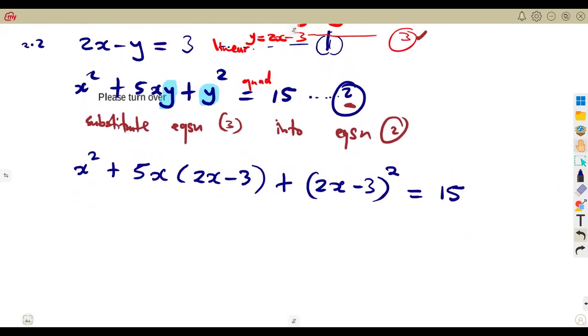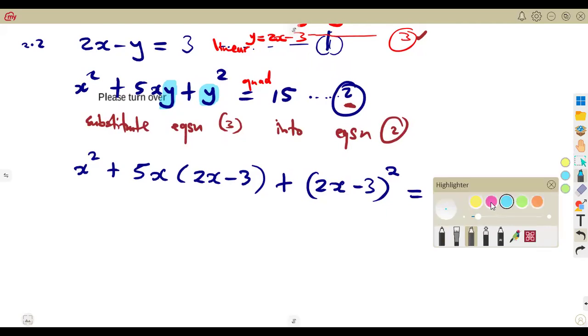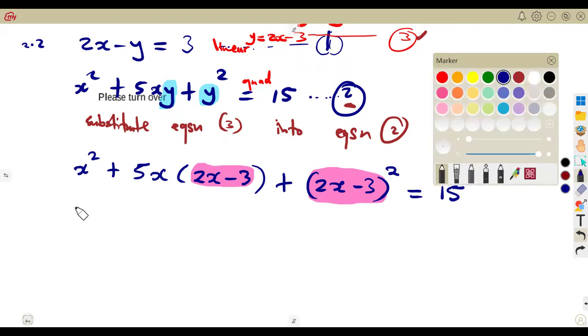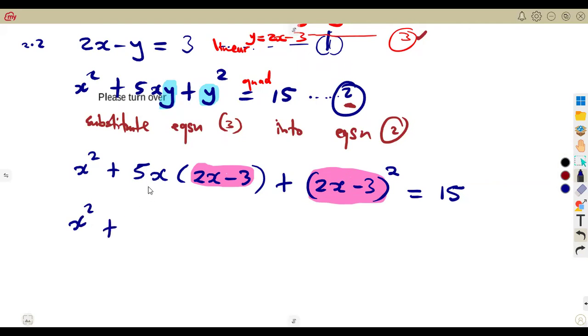Expand the brackets. As you can see, we've got brackets. The first bracket is by distribution. You can distribute this. The second bracket is being raised to the exponent 2. All right, let's expand. First part, we have x squared plus, we distribute here, 5x multiplies the 2x. 5 times 2 is 10, so that's 10x squared. 5 times minus 3 is minus 15, so that's minus 15x. Let us save the other part, 2x minus 3 squared.